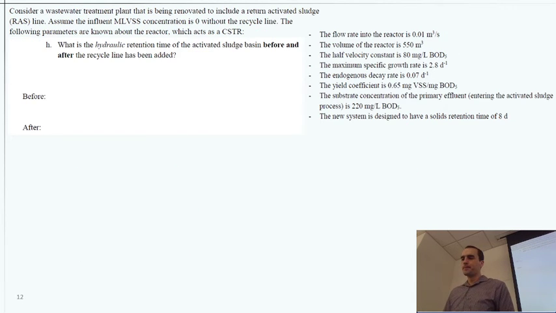All right, great. And one last little bit of the question is asked, what is the hydraulic retention time of the activated sludge before and after the recycle line has been added? So just take a quick moment to solve for that.